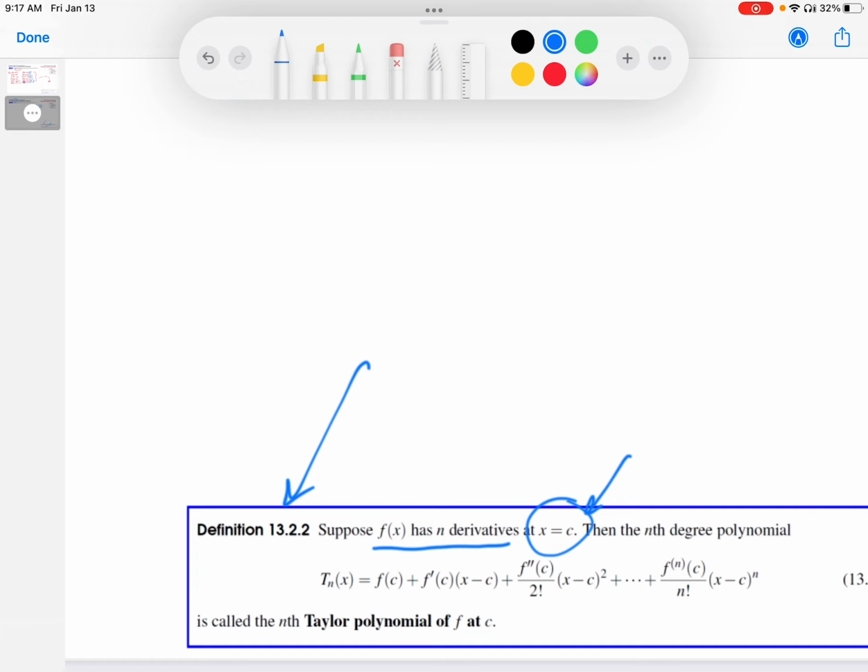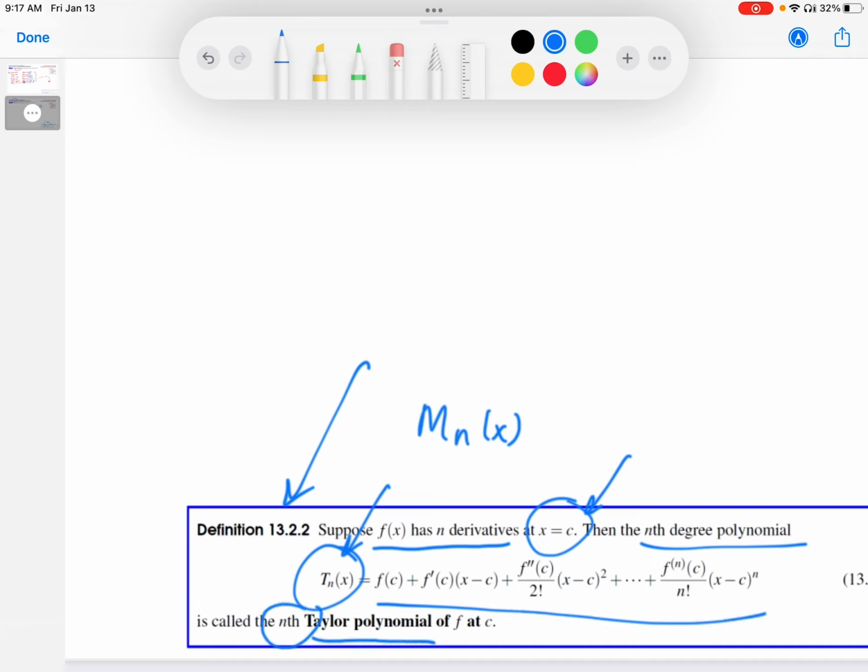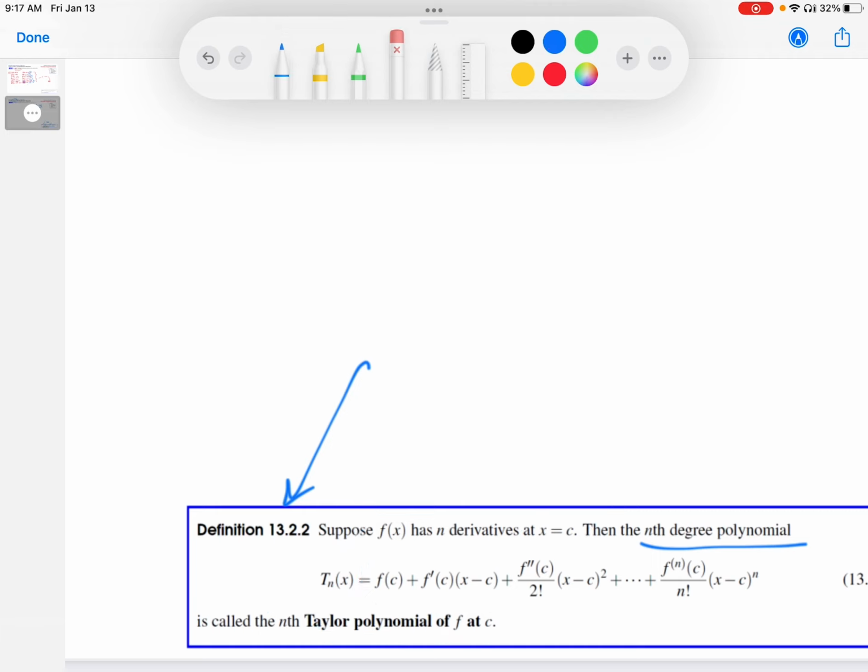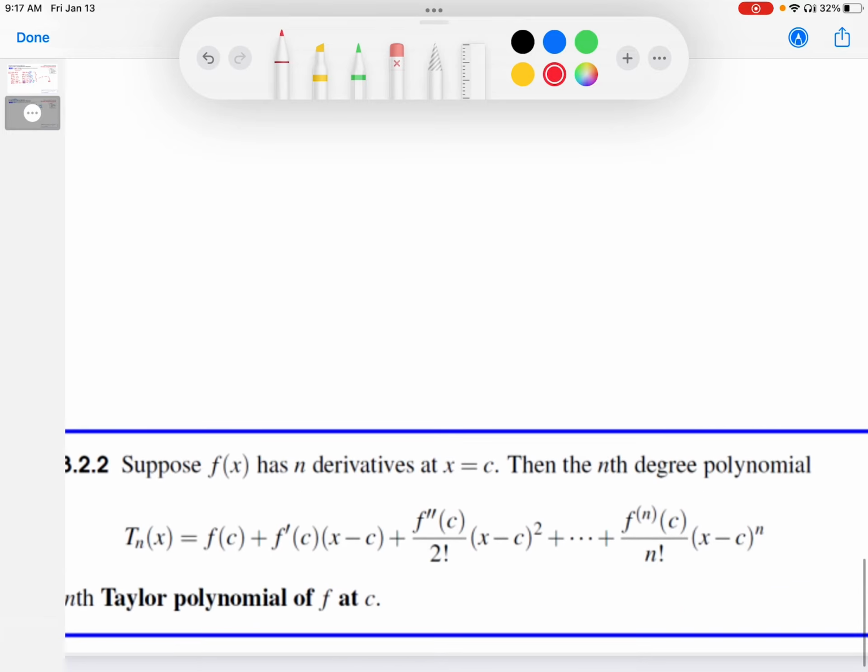The nth degree polynomial then, T sub n of x, slightly different notation. Last time we used M sub n for Maclaurin, here T for Taylor, equals this expression, and is called the nth Taylor polynomial of f at c. If you go back to the previous video or if you remember what the Maclaurin polynomial looks like, there are really two differences with this polynomial.